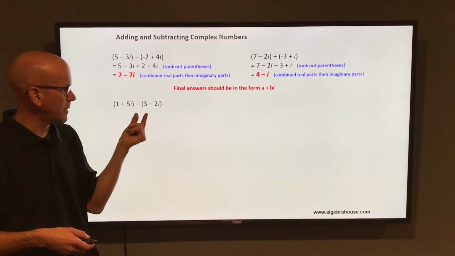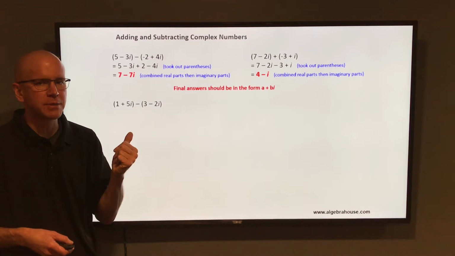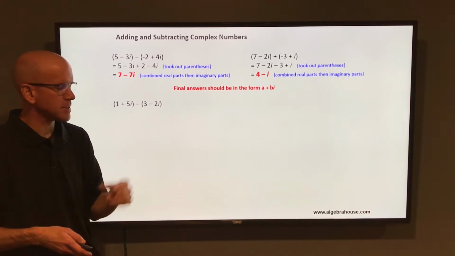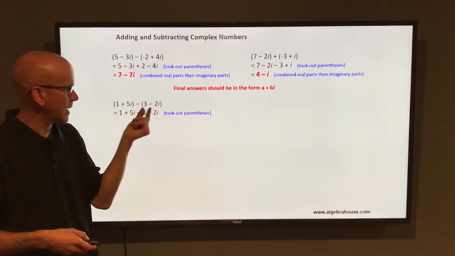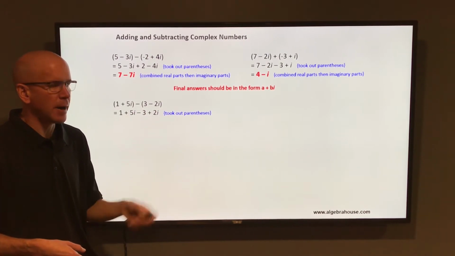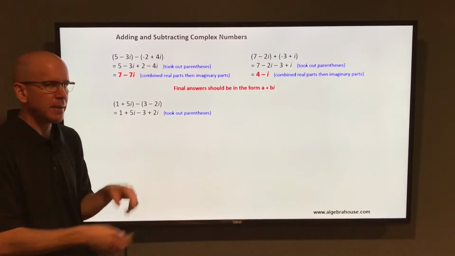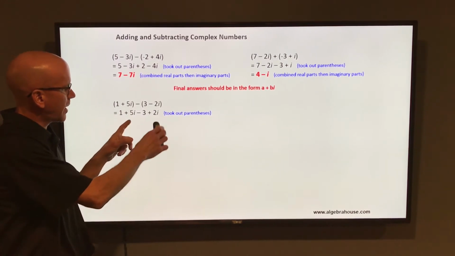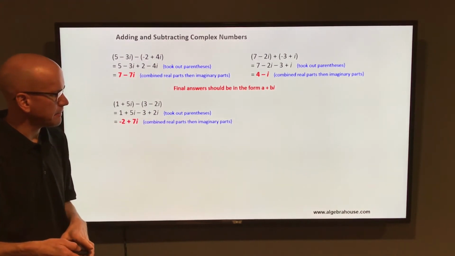1 plus 5i minus 3 minus 2i. Watch your signs. When you take out the parentheses here, distribute that negative sign through that second set of parentheses. It's going to be the negative of 3, it's negative 3. And the negative of negative 2i, that is 2i. Go back and combine the like terms. 1 and negative 3, that makes negative 2. And 5i and 2i, that is 7i. So it'd be negative 2 plus 7i.